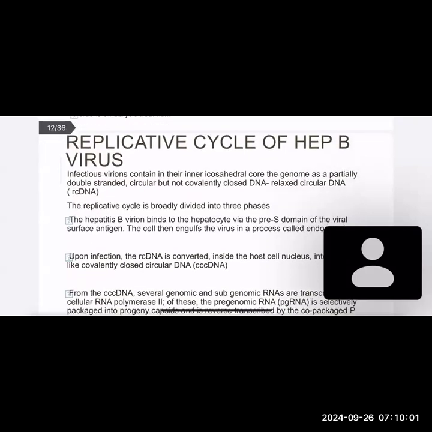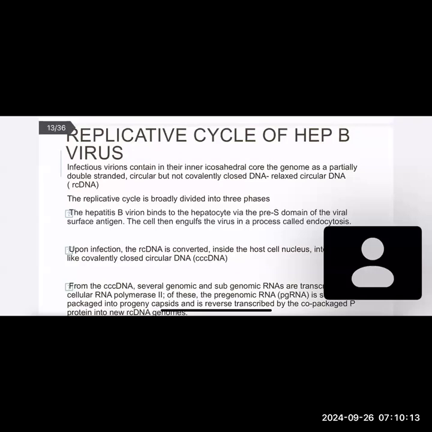So we look at the replicative cycle of the hepatitis virus. We already said that they have a unique property, and that's because they possess the reverse transcriptase enzyme that helps them keep replicating and infecting the liver cells. Now, the infectious virions contain in their inner icosahedral core the genome, which we already talked about. They are relaxed circular DNA, and they are not covalently closed.